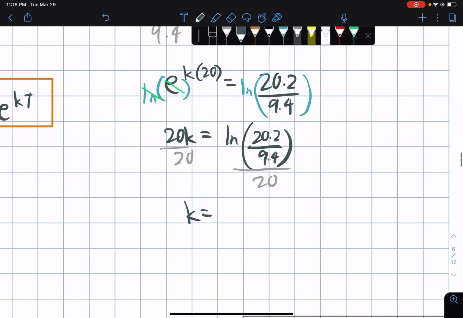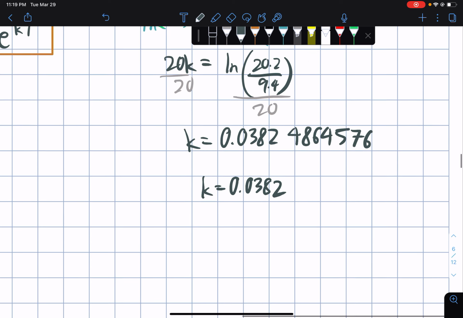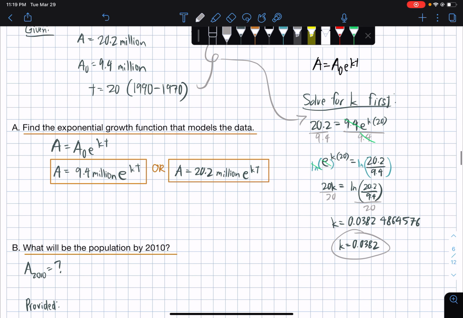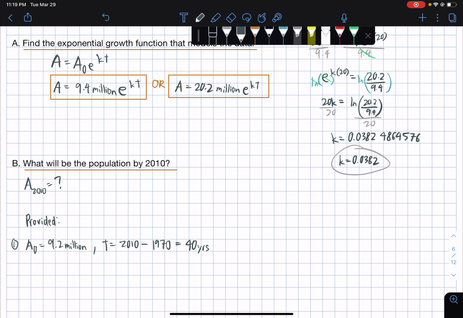So our K, or constant of proportion, is 0.03824864576. K is equal to 0.0382. So yeah, there's no unit, just a plain number like that. Let's continue with letter B. So provided that, of course, K will always be 0.0382, as well as for the other way of solving it.